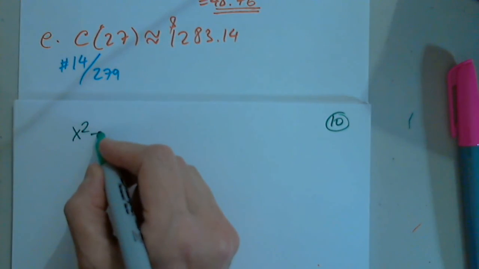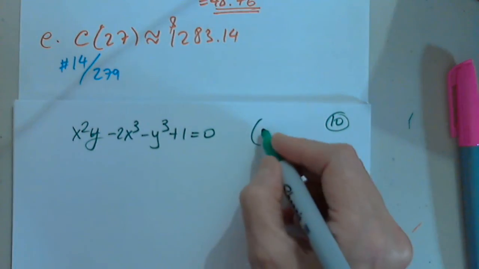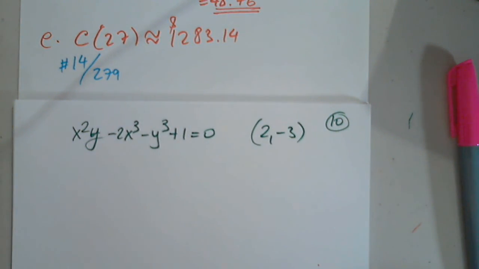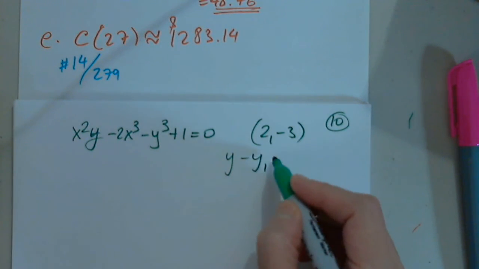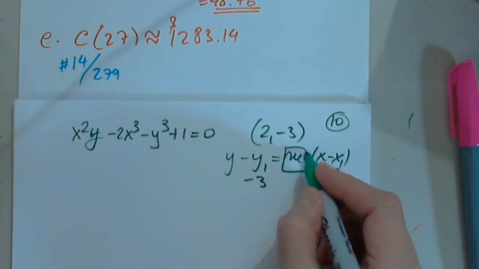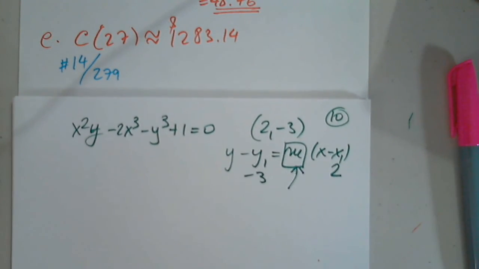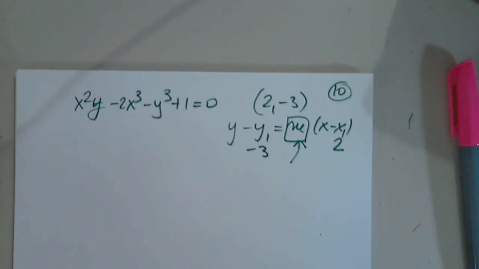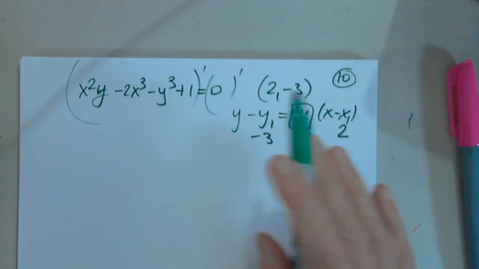So this is x squared y minus 2x cubed minus y cubed plus 1 equals 0 at 2 comma negative 3. We know how to do the 2 comma negative 3, right? So in this case, I have to write this. I have no choice. So this is 2 and this is negative 3, and once I have this evaluated at this point, I will plug it in. Okay, so we differentiate implicitly. The right-hand side is nice and 0, but the left-hand side is more complicated.